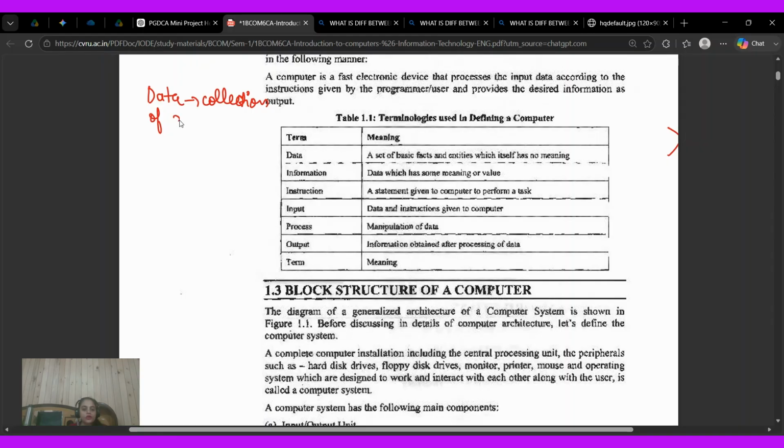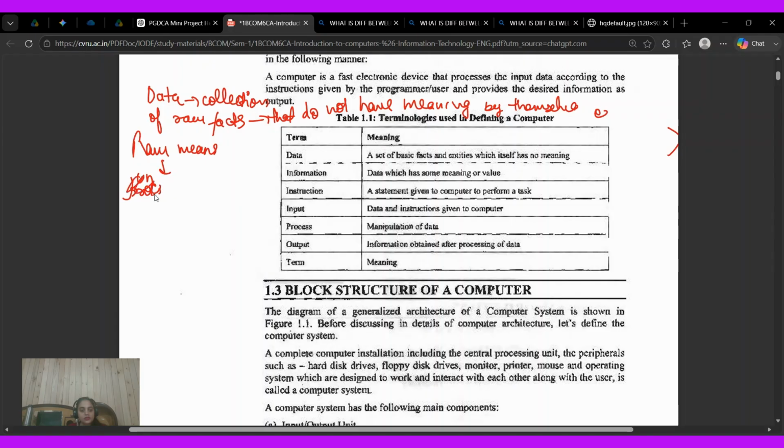Okay, data is a collection of raw facts that do not have meaning by themselves. Here, raw means unprocessed. That's why the computer processes it. Raw means unprocessed. Examples.